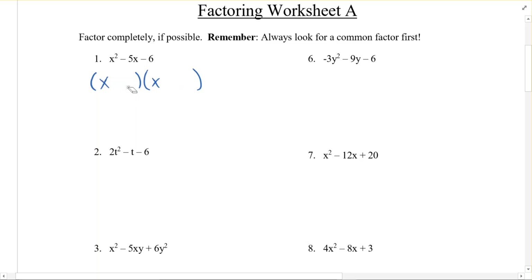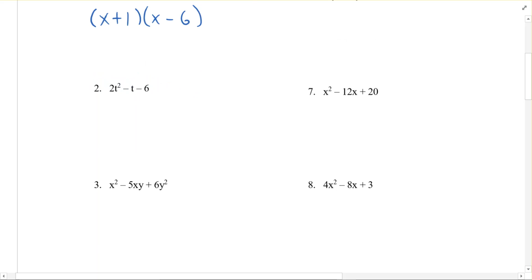There's a few of these where there's two that work. What about 6 and 1? That can also get us to 5. So if we did that, we have -6 and positive 1. That one works out.